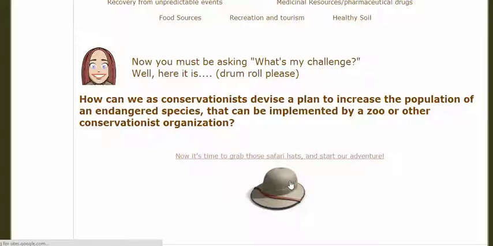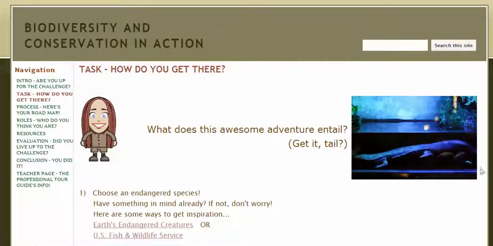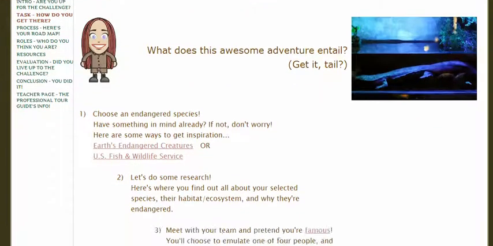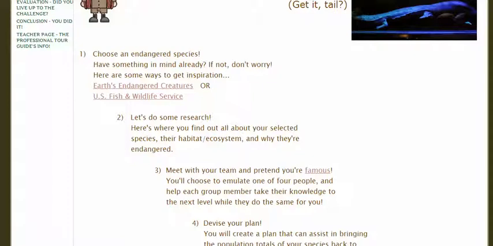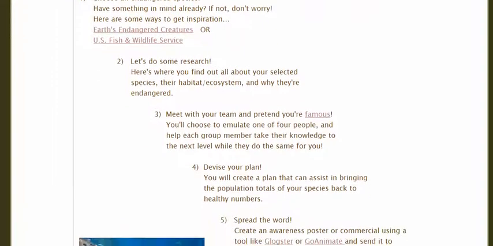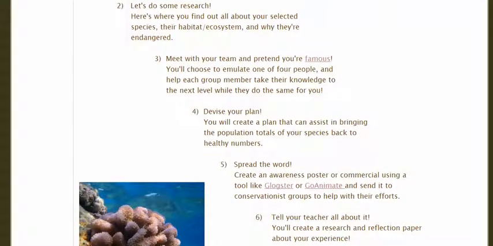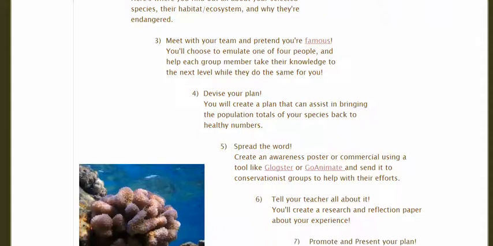As we click on our Safari hat, it takes us to the task page, which gives us a summary of what the students will be doing. They'll be choosing an endangered species and doing some research on it. This is an individual project, but they'll be meeting in teams of 4 to emulate one of 4 people and giving their own specific viewpoint for input and feedback.